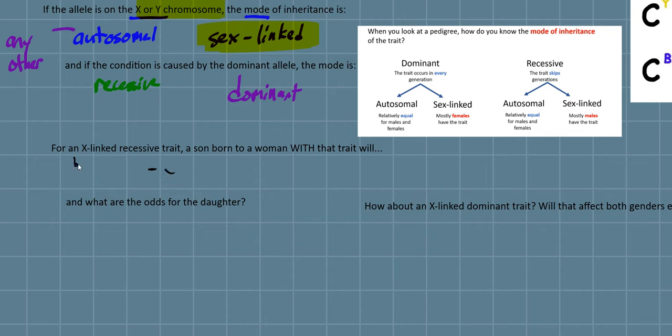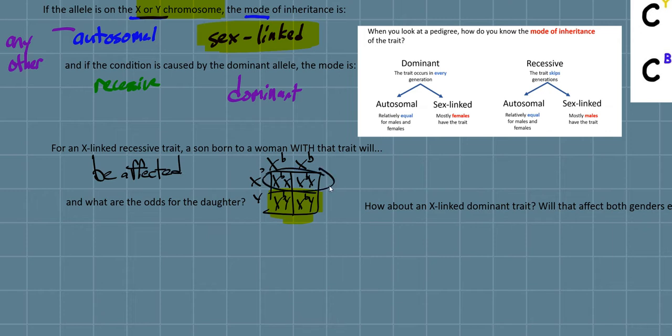So if we are breeding these two together, the mother and the father, we don't know his X chromosome, but we do know that these two down here, the two male options, have only one copy of the X chromosome, and that has the recessive allele. So in this case, for sure, if the mother is affected and it's an X-linked recessive trait, then the son will be affected for sure.